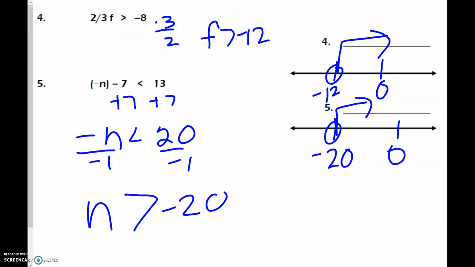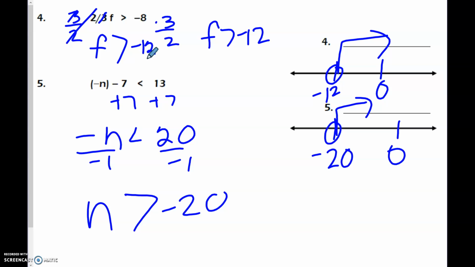All right, for number 3, do you see how this is the fraction 2/3? So what we're going to do is multiply by 3/2 so that the 3's cancel, the 2's cancel, and you're left with f. We leave the symbol the same, and then go ahead and use your calculator. And when we multiply that out, we get -12. So open circle at -12, shade to the right.